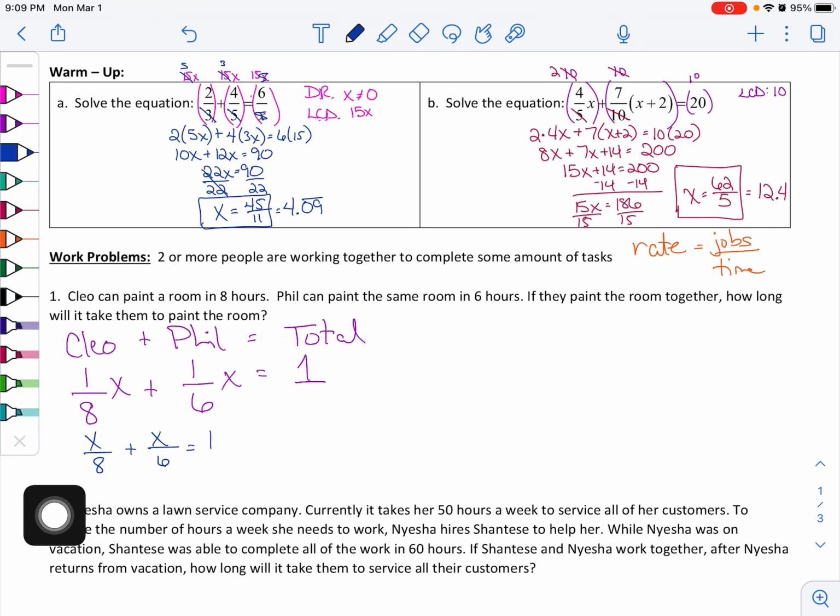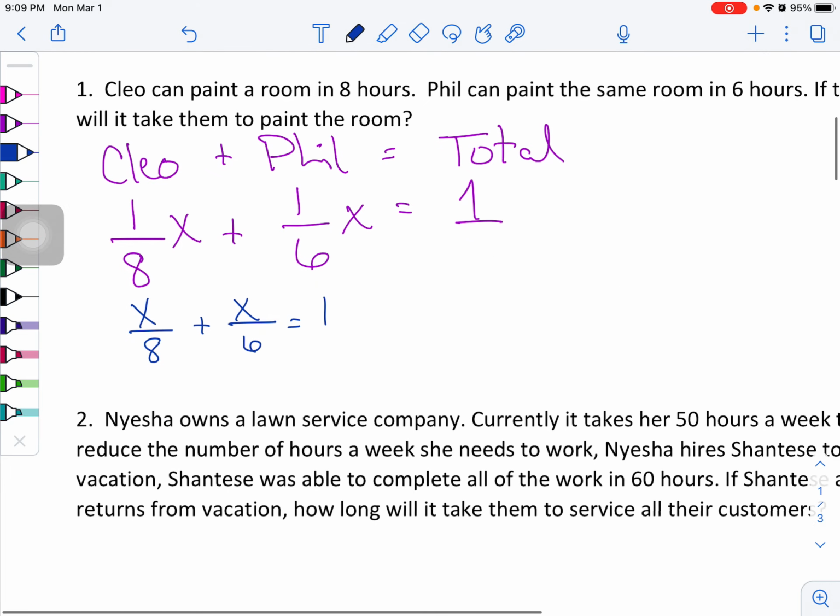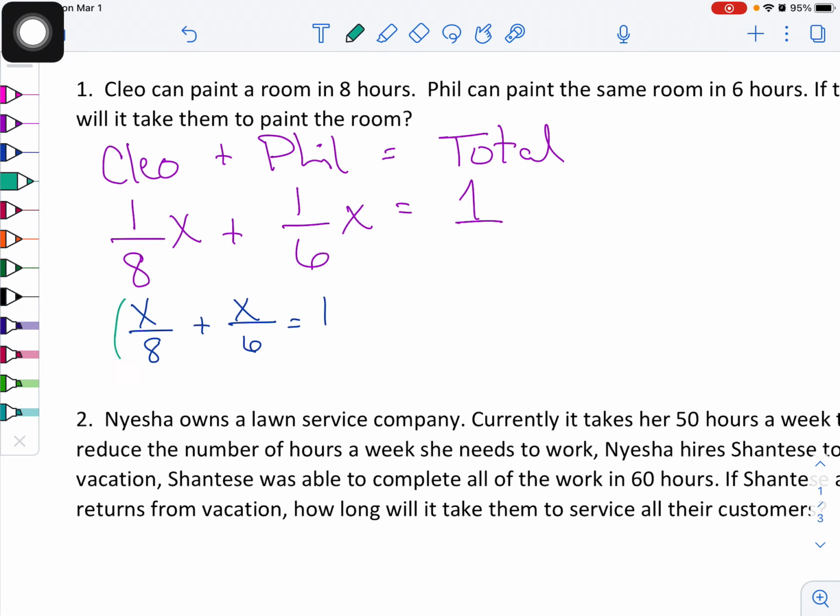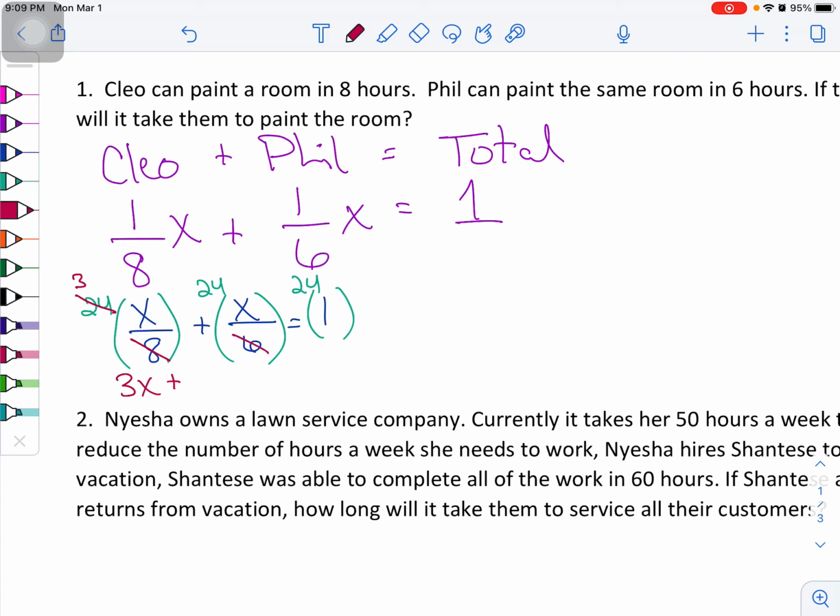Now, I want to look to see if I have any domain restrictions. I have a denominator of 8 and a denominator of 6. I don't have any domain restrictions then. And what I do want to use, though, is my LCD to get rid of those fractions. So I'm going to zoom in on the equation just a touch more. LCD here is going to be 24. You could, again, take 8 times 6 and use 48. Your numbers would be a little bit larger, but as long as you use a common denominator, it doesn't necessarily have to be the least common denominator. So I'm going to use 24.